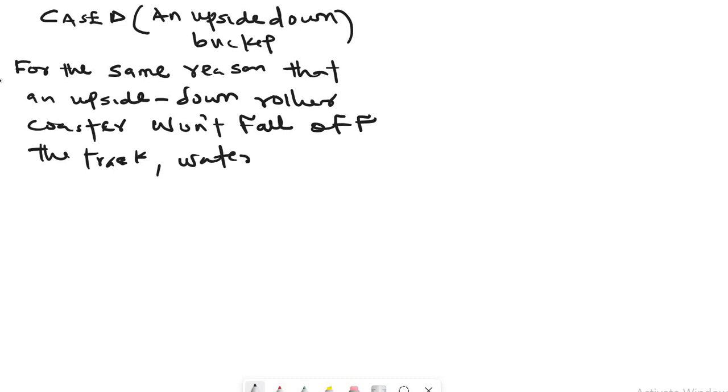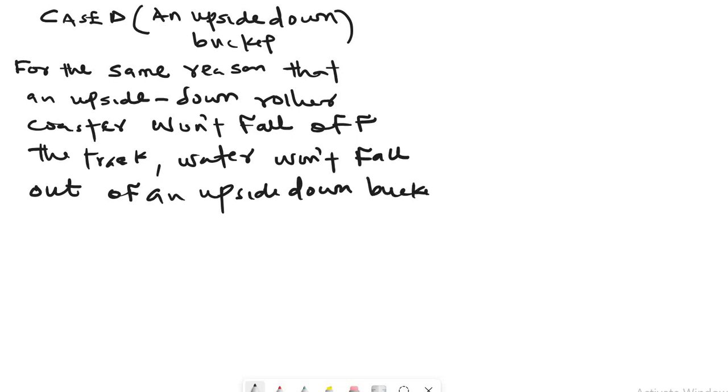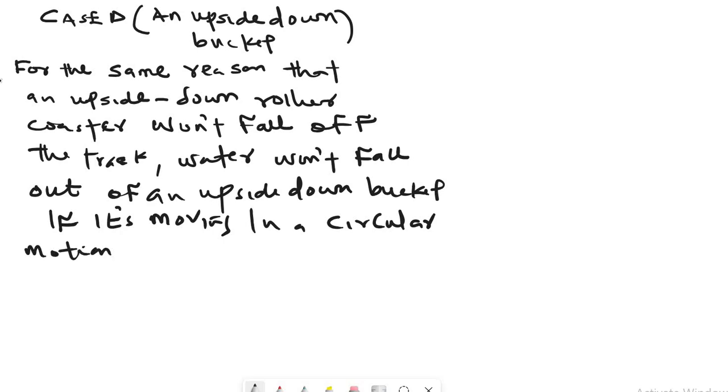Water, upside down water too, won't fall out of an upside down bucket if it's moving in a circular motion, if it's moving in a circular motion with fast enough velocity. Anyway, now this is an upside down bucket.